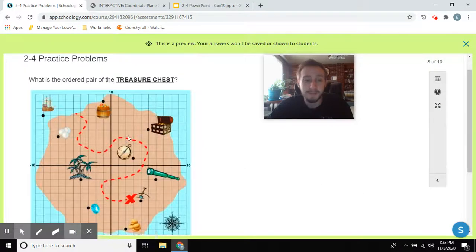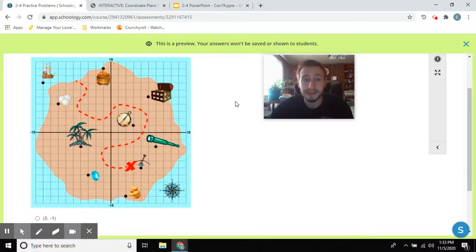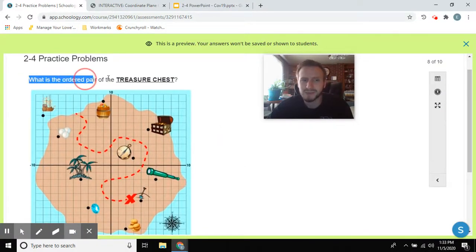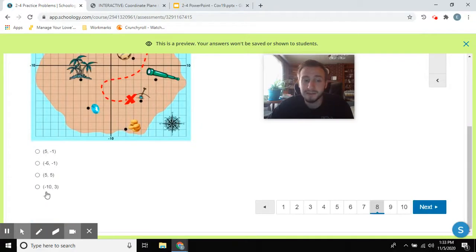Number 8. So there's no numbers on this coordinate plane, but if you look carefully, it says, what is the ordered pair of the treasure chest? Well, here's the treasure chest. What's the X value? Start at the origin. How far to the right is it? 1, 2, 3, 4. And then how far up is it? Just count. When you do that, click the correct answer.